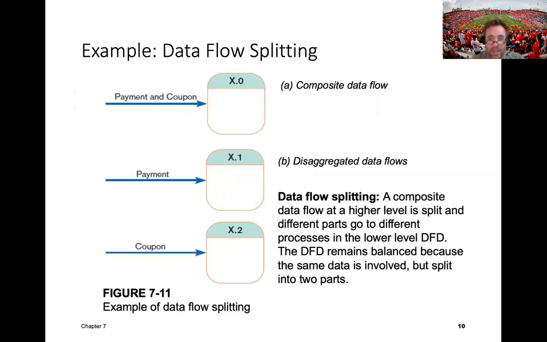We can also split data. So you can see here, what does it say? Data flow splitting. A composite data flow at a higher level is split and different parts go to different processes in the lower level DFD. It's still balanced because the same data is involved, but split into 2 parts. So here we can have payment and coupon at, let's say, level 0. And if we take that process down to level 1, we can have that payment and coupon data flow split out.